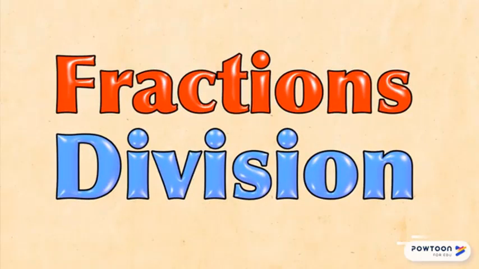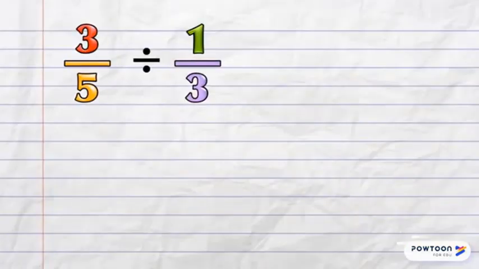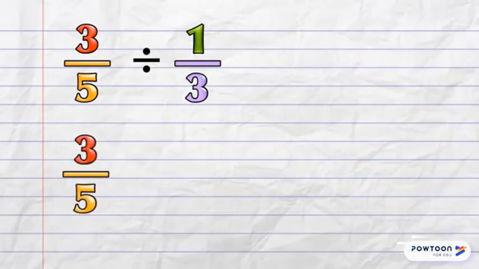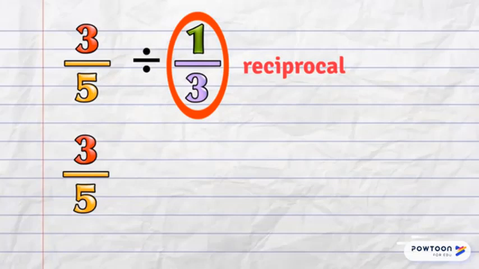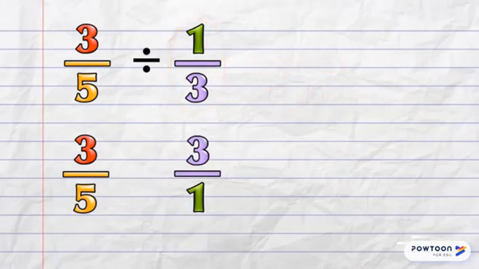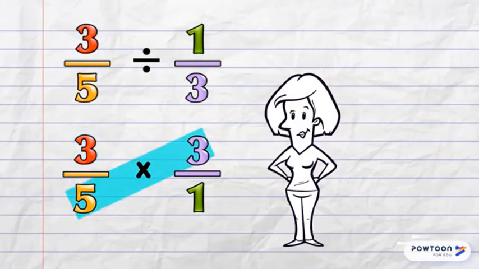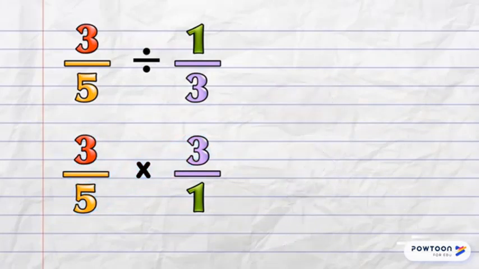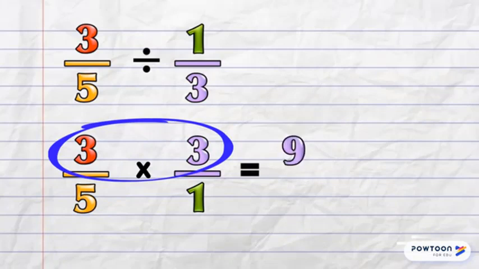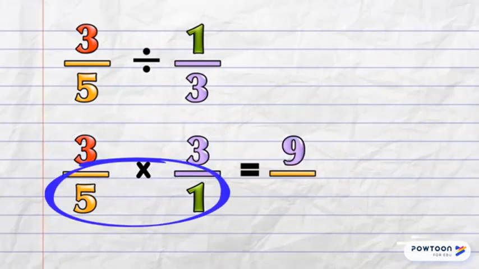Fractions division. 3/5 divided by 1/3. Our fraction on the left stays the same. We get the reciprocal of the right-hand fraction. We flip it, and that gives us 3 over 1. When we invert that fraction, we also use the inverse operation. Swap the sign from divide to multiply. Now, it's not possible to reduce this problem, so we're going to go straight to multiplying out. Top times top gives us 9 over bottom times bottom is 5.